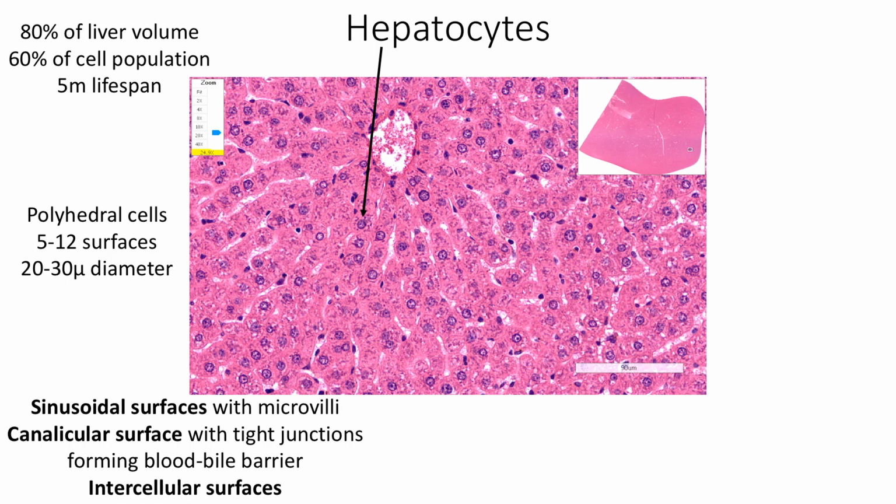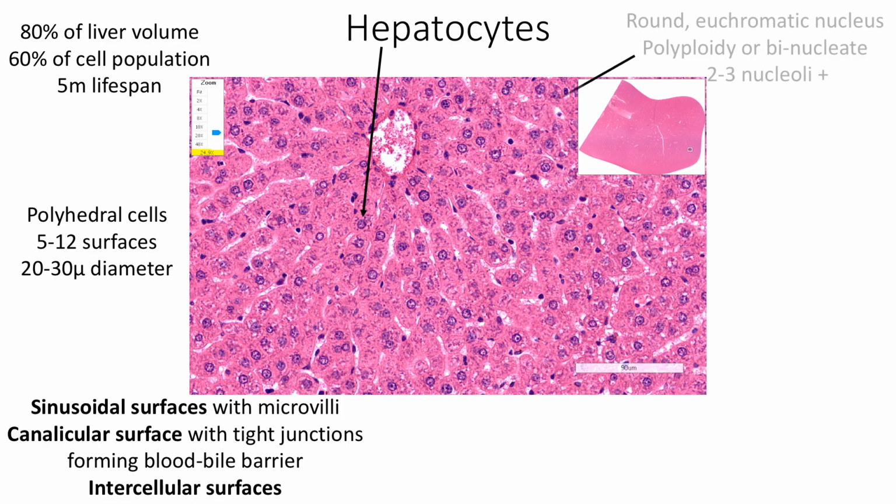Margins of these bile canaliculi are sealed off by tight junctions to form the blood-bile barrier so that the bile does not leak into either perisinusoidal space or the intercellular space. All the remaining surfaces where the hepatocyte comes in contact with the neighboring hepatocytes are labeled as intercellular surfaces.